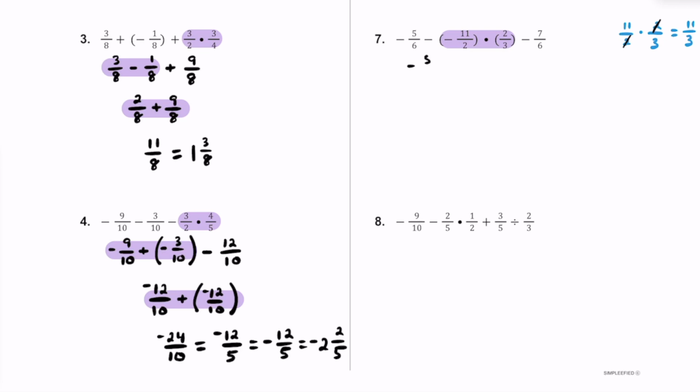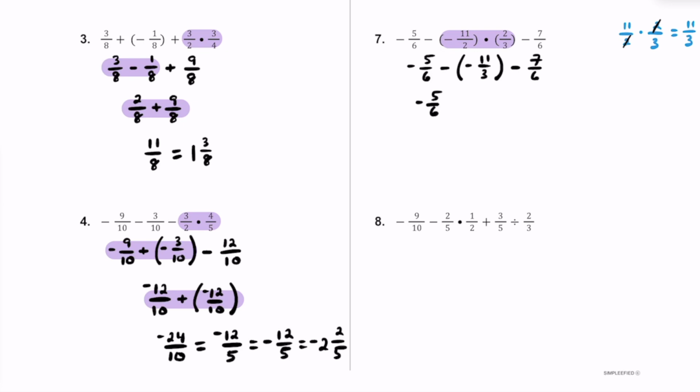So we have -5/6 minus, and this is going to end up being a -11/3 as we just found out. And then minus this 7/6. Okay. I'm going to go ahead and rewrite a couple things here. First of all, instead of taking away a negative, I'm going to write we're adding a positive, and we also need common denominators here. So I'm going to go ahead and rewrite the thirds in terms of sixths.